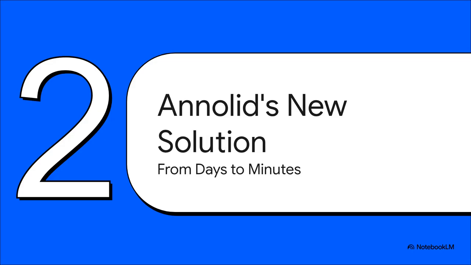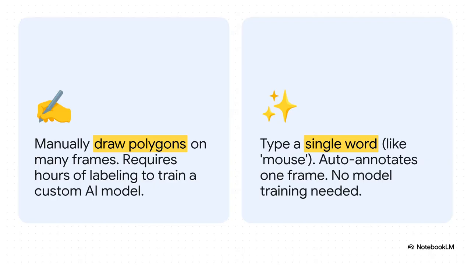But now, enter Annolid. This is a new tool that completely changes the game. It takes that process that used to take days of tedious manual work and shrinks it down to just a few minutes. And the difference is night and day. Instead of manually drawing on thousands of frames, you just type one word, like mouse. Instead of spending your whole week labeling data, Annolid annotates the first frame for you automatically. And here's the kicker. You don't need to train a custom AI model for every single project. The system just works, right out of the box, and it's amazing at keeping track of who is who, even when they hide behind each other.